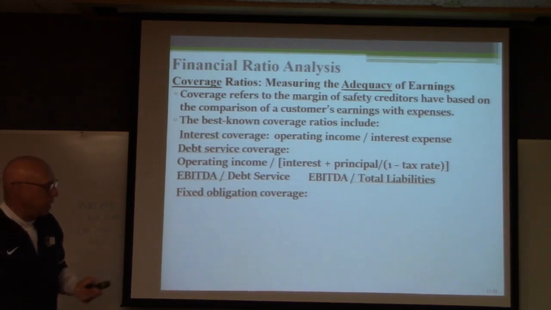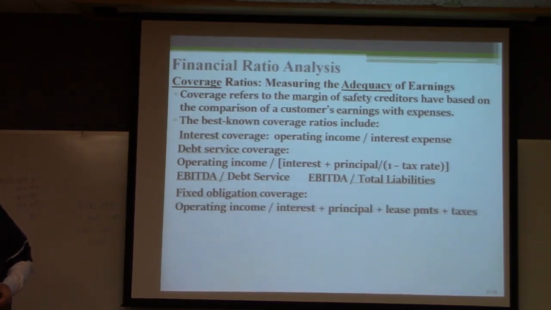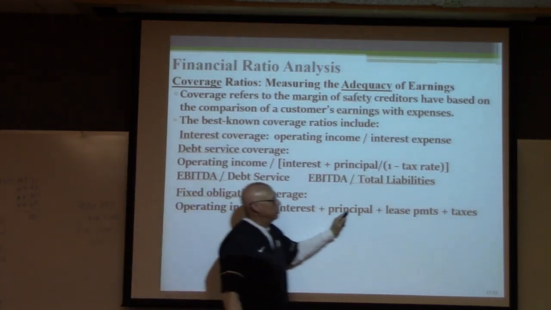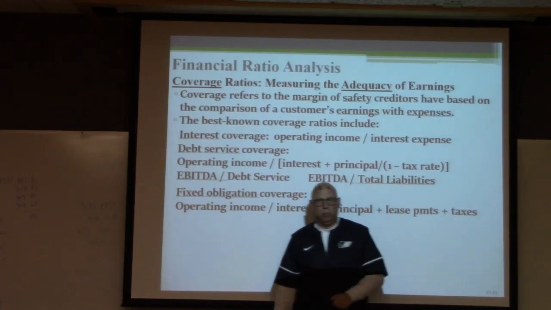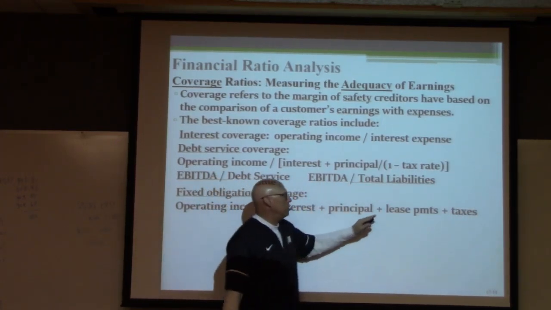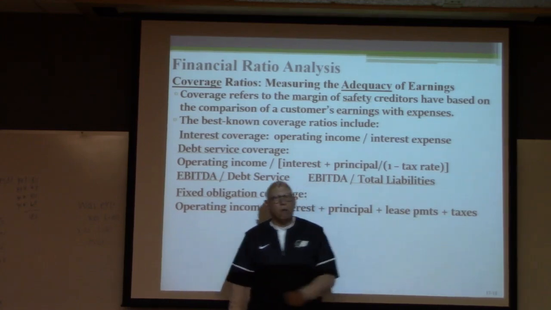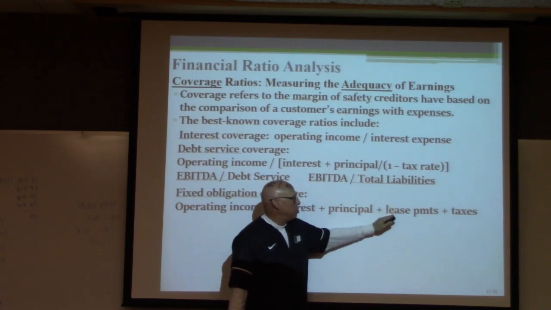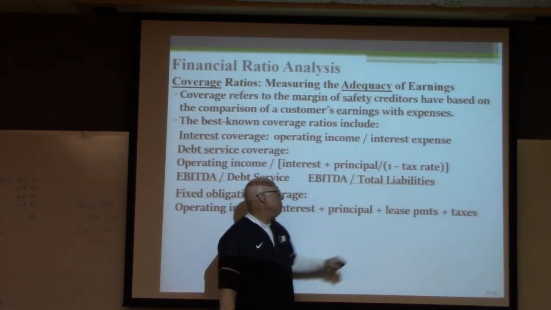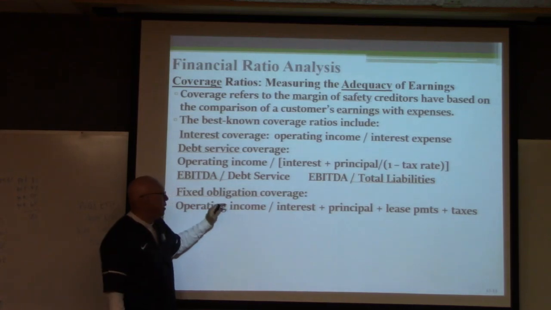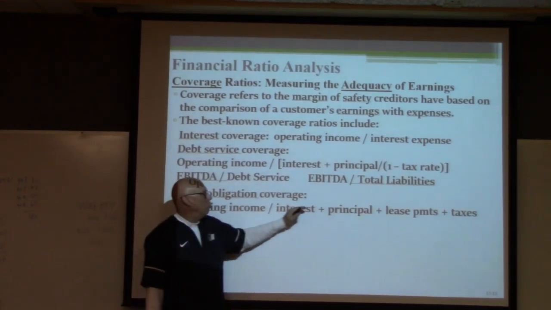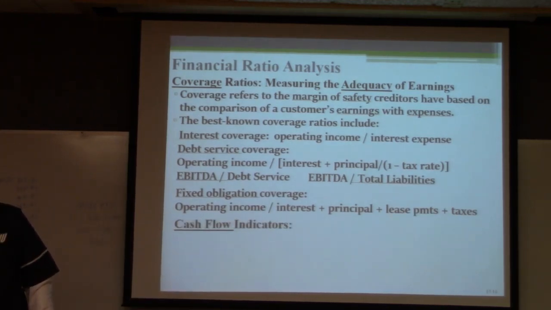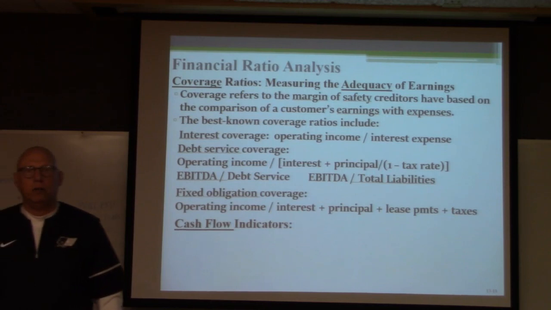Then there's fixed obligation coverage. Fixed obligation coverage is operating income divided by interest, principal, lease payments, and taxes. Lease payments on equipment and on office space, things like that, don't show up on the balance sheet as liabilities, but you know you've got to pay them. So again, you're comparing how much cash flow you have available with the payments that you have to make, trying to get a handle on: can the company afford to take on debt?